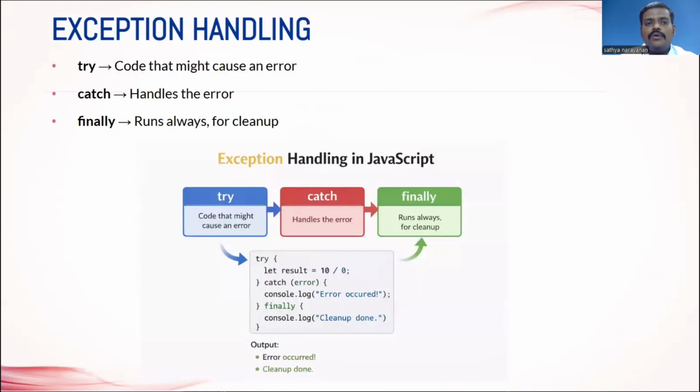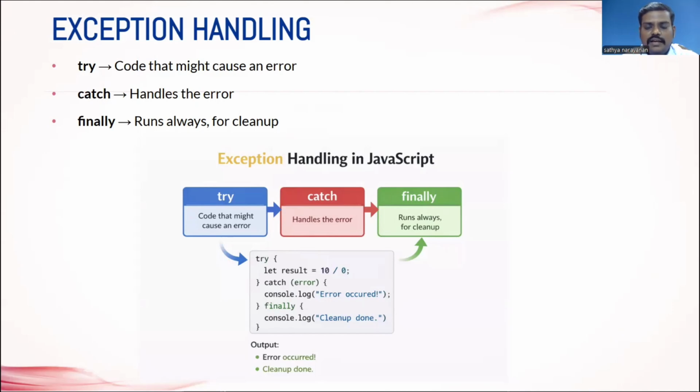So in exception handling, three important keywords we are using. First one is try, catch, finally. Try runs code that might cause an error, catch handles the error, and finally always runs. It runs the particular program and cleans up the particular issue.